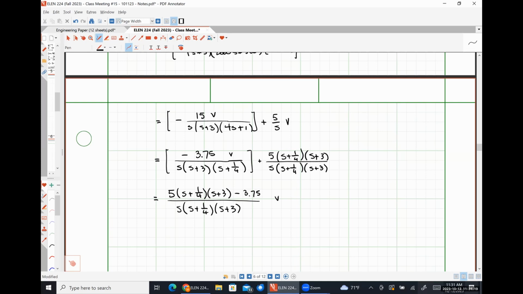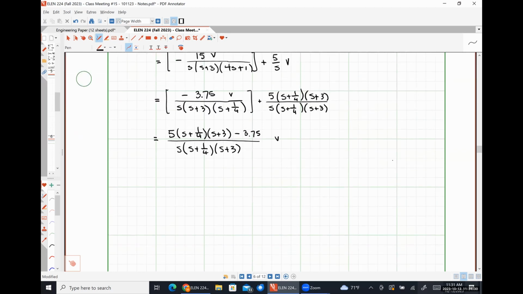All right. So what case is this? What do we have? Distinct real roots, right? So we're going to have V of S, or VC of S, will be of the form A1 over S plus A2 over S plus 1/4 plus A3 over S plus 3.